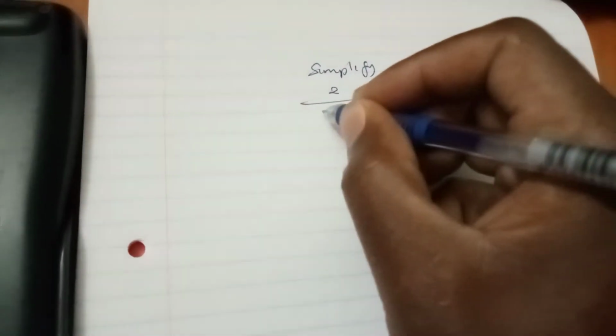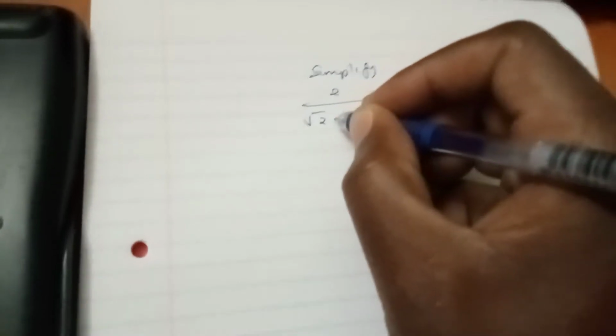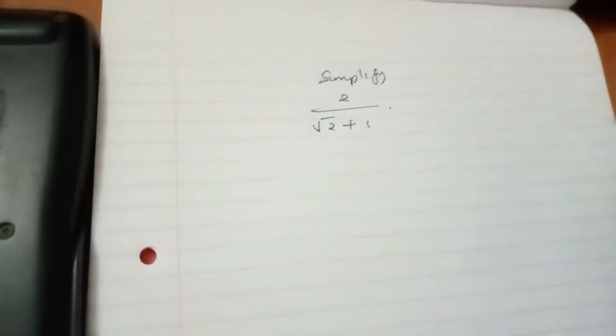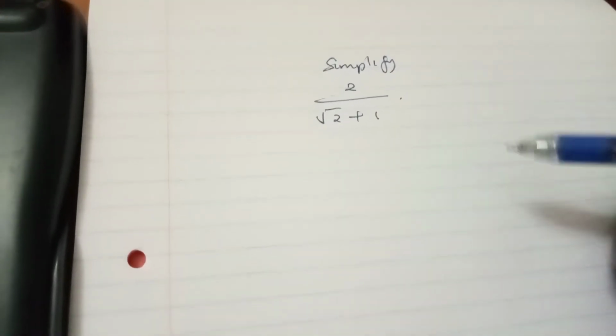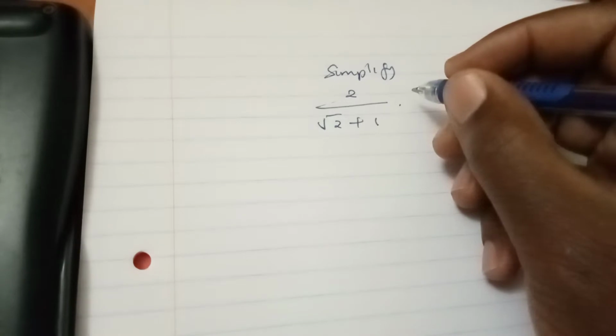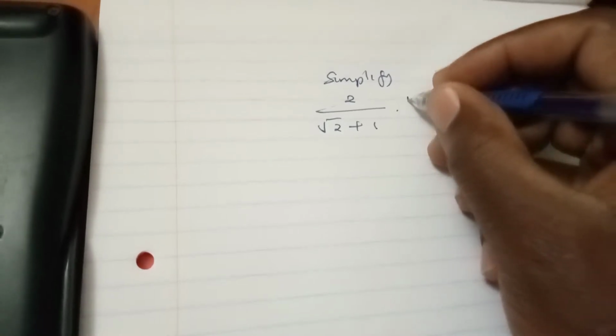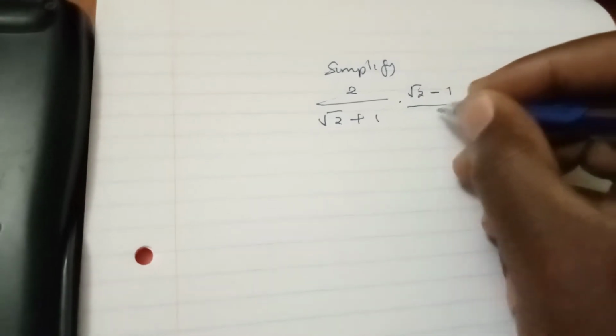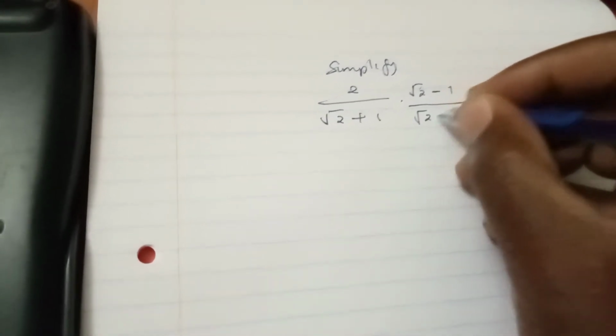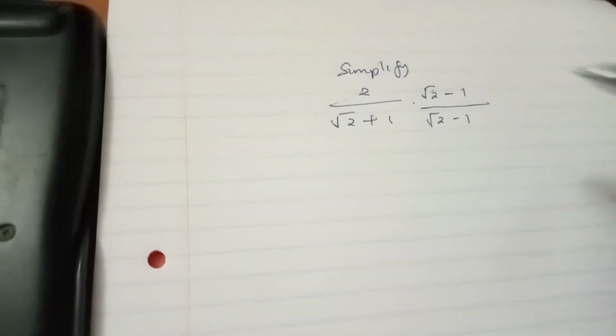For example, you're told to simplify 2 over square root of 2 plus 1, right? So how do you go about this problem? What you're supposed to do whenever you see a question like this is you multiply both the numerator and denominator by a conjugate. So the conjugate of square root of 2 plus 1 is square root of 2 minus 1. Okay, so this is the first step.